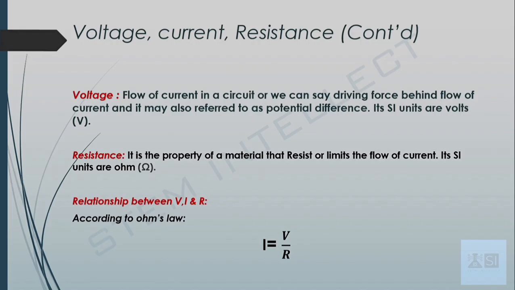The next thing is resistance. It is the property of a material that resists or limits the flow of current. Its SI unit is ohm. You can see the symbol there. So what is the relationship between these three things: voltage, current, and resistance? The relation is given by Ohm's law, which says I is equal to V by R. I is current, V is voltage, R is resistance.